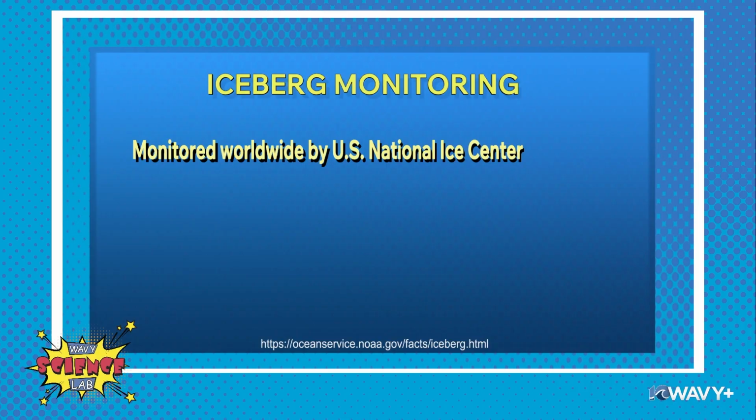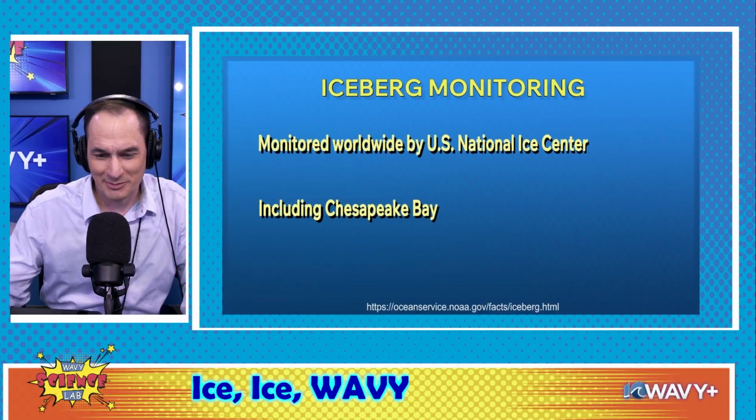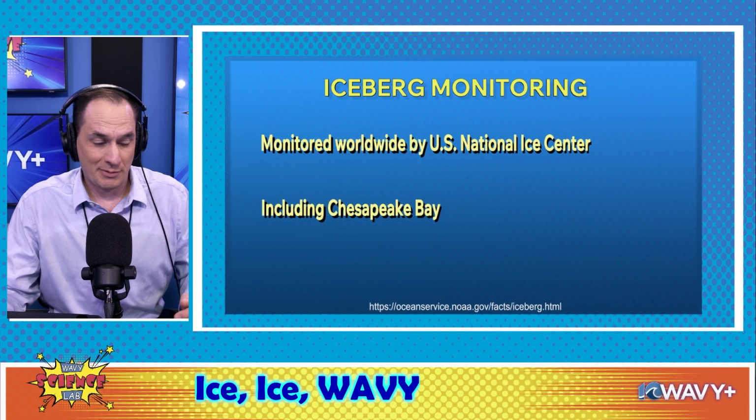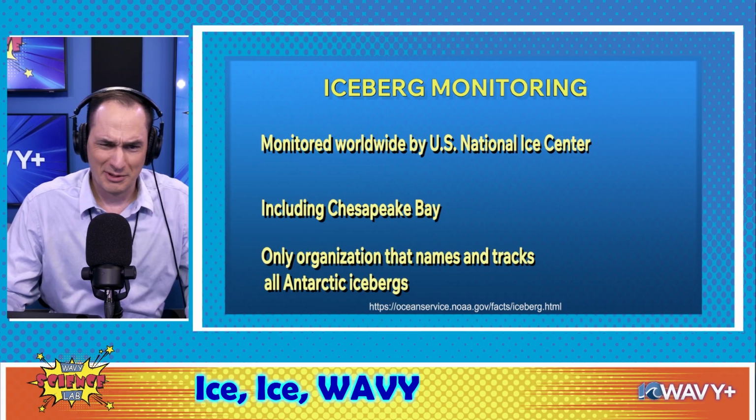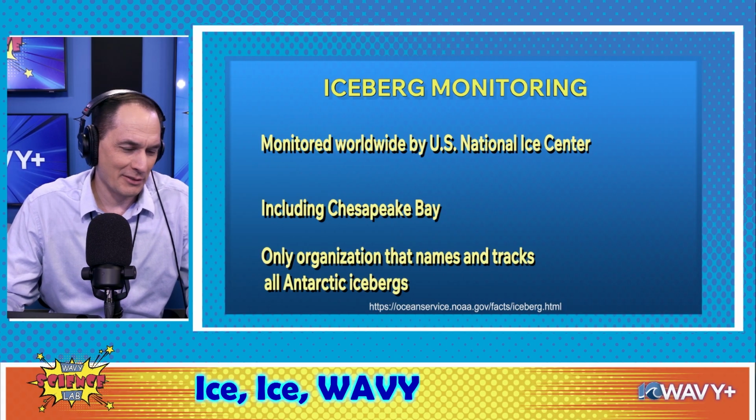All right, we're back, and I want to talk more about ice. We covered icebergs, the structure of it, things like that. So let's talk a little more about some things. Also, icebergs. Ice is monitored by the U.S. National Ice Center. Didn't know that either, including the Chesapeake Bay. They do cover us. They're not very busy when it comes to our region, but if we do get ice on the Chesapeake Bay, they monitor it. And they're the only organization that names and tracks all Antarctic icebergs. I don't know how many names there must be, thousands and thousands of those things. So maybe they give numbers and names for the bigger ones. I don't know, but yeah.